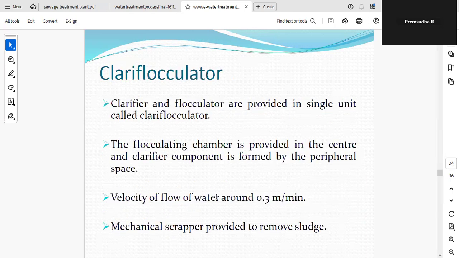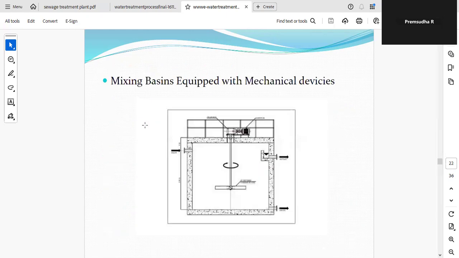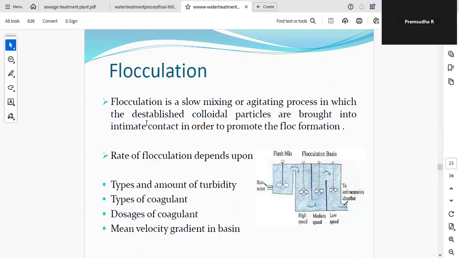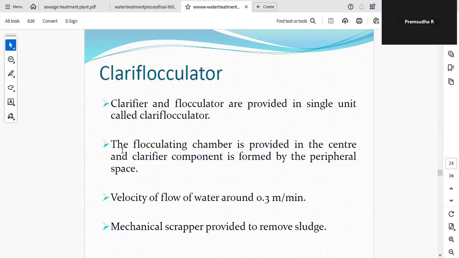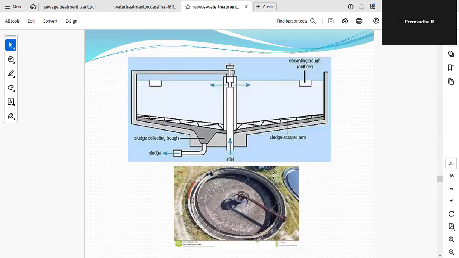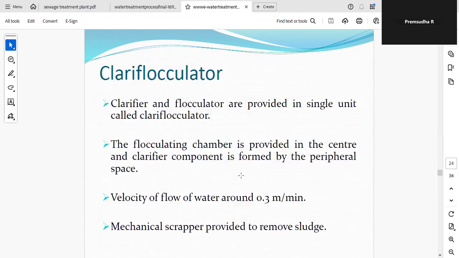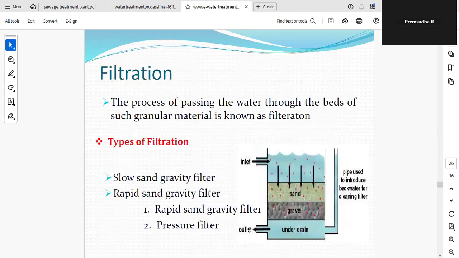Then the clarifloculator. The clarifier and flocculator are provided in a single unit, that is called clarifloculator. The outer chamber is the clarifier. The floc formation chamber is the flocculator. The flocculating chamber is provided in the center of the clarifier. The velocity of flow is 0.3 meter per hour. The mechanical scraper is provided.